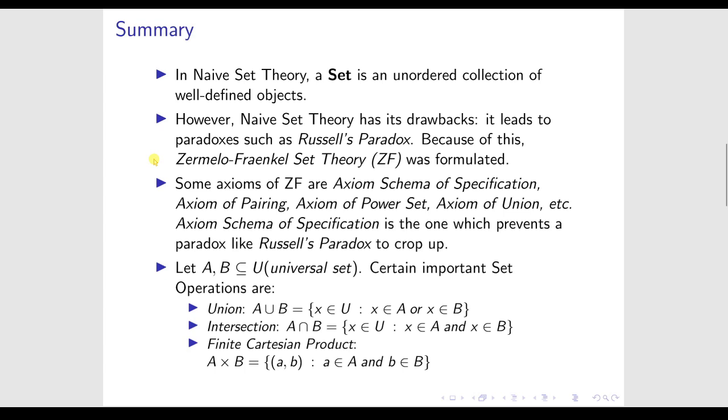Now we are almost at the end of the lecture. Here is a summary for you. In naive set theory, a set is an unordered collection of well-defined objects. However, naive set theory has its drawbacks. It leads to paradoxes such as Russell's paradox.